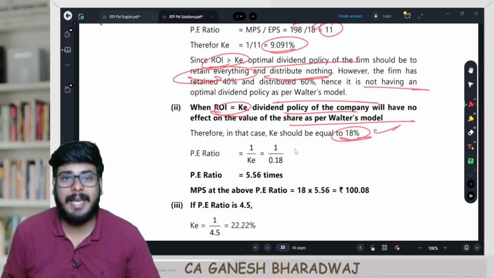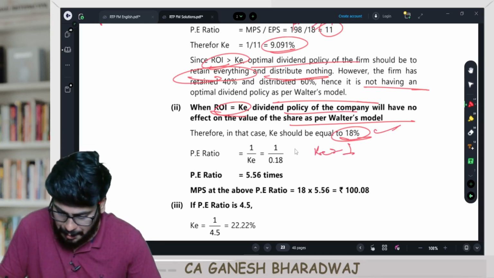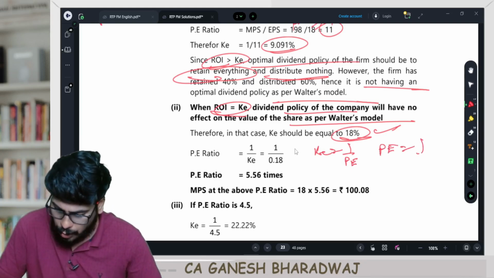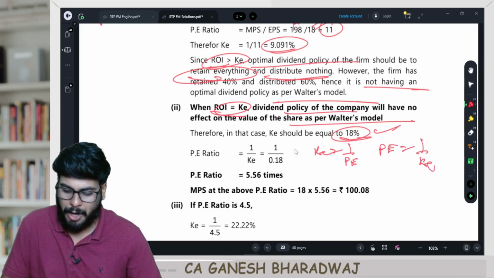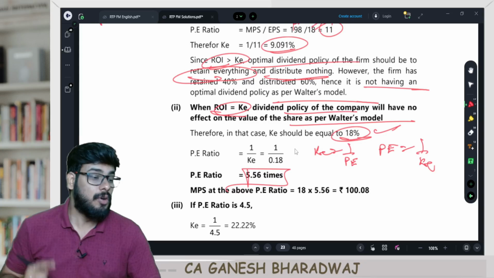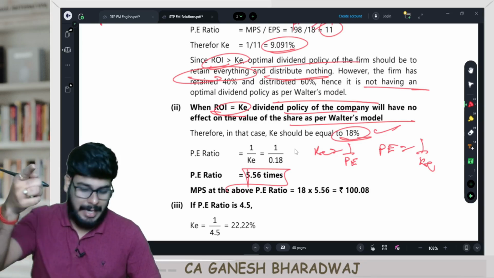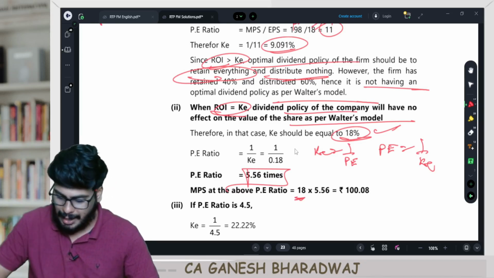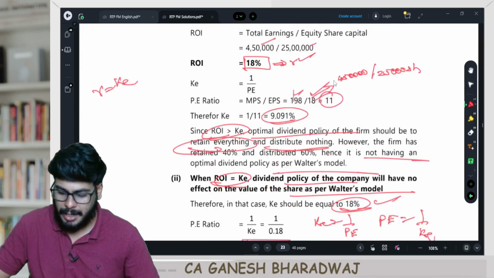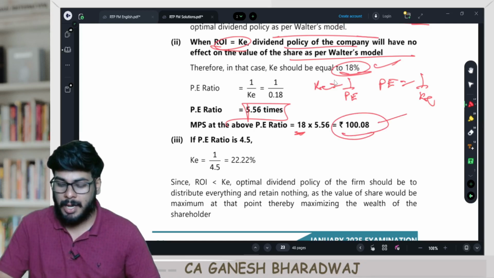If your KE is 18%, what will happen to your PE ratio? We know that KE is equal to 1 by PE ratio, right? So cross multiplying, PE ratio is equal to 1 upon KE. So 1 divided by 0.18, the PE ratio becomes 5.56 times. They have asked you to calculate the MPS at such a PE ratio. So how much is that? EPS we know is 18 rupees. We just calculated it above, no? It's 18 rupees, right? 18 into 5.56. So in this scenario, my market price will be 100.08.